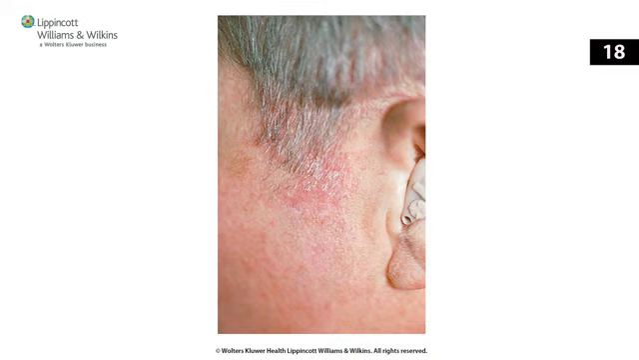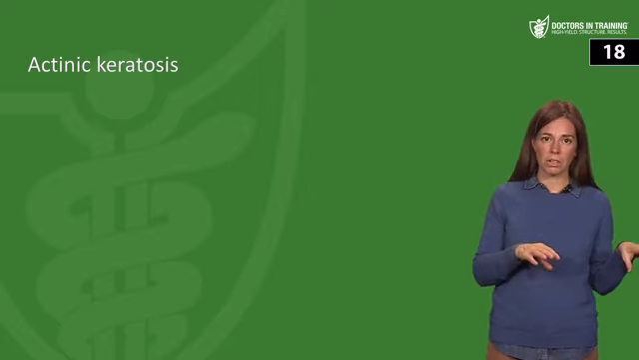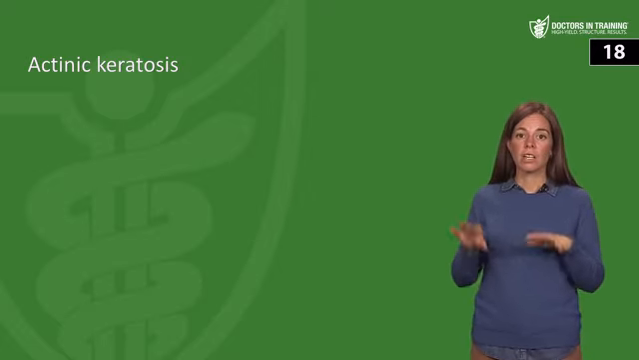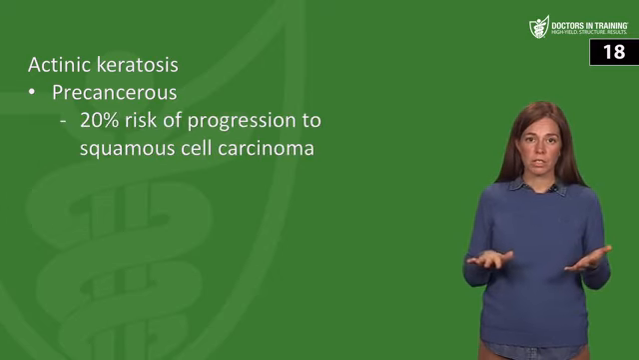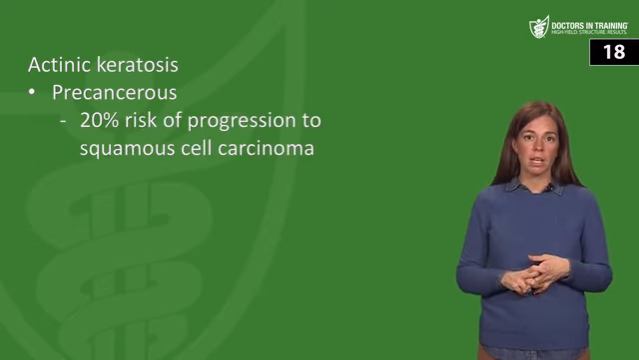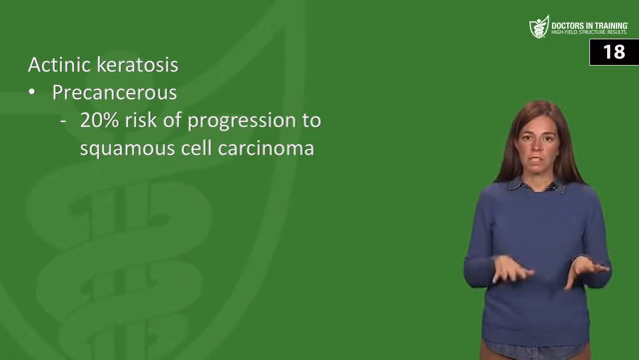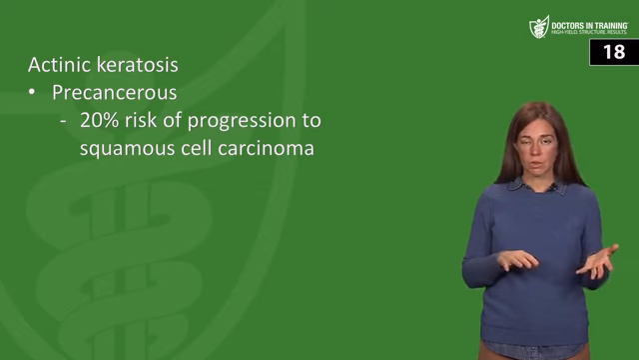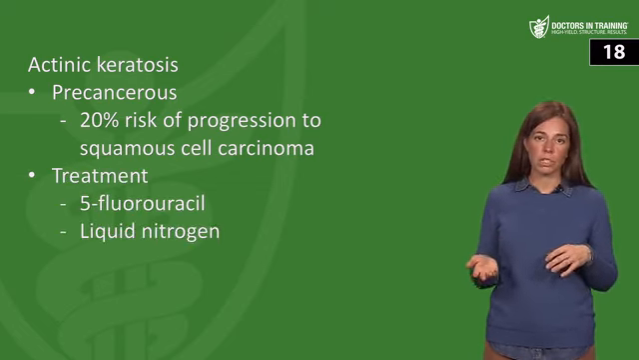Actinic keratosis. These are growths of thick, scaly, crusty skin. They're sometimes easier to feel than see. They're like sandpaper. And unlike seborrheic keratosis, those stuck-on lesions we talked about earlier, actinic keratosis are precancerous. Untreated lesions have up to 20% risk of progression to squamous cell carcinoma. They occur more commonly in fair-skinned people who get a lot of sun, and these need to be treated. So one drug that can be used for actinic keratosis is 5-fluorouracil, or cryoablation with liquid nitrogen can also be used.